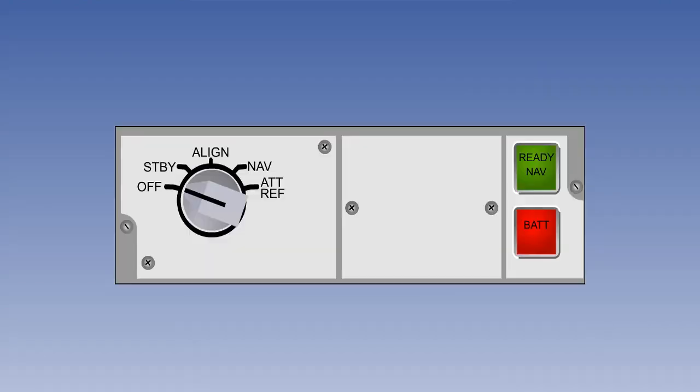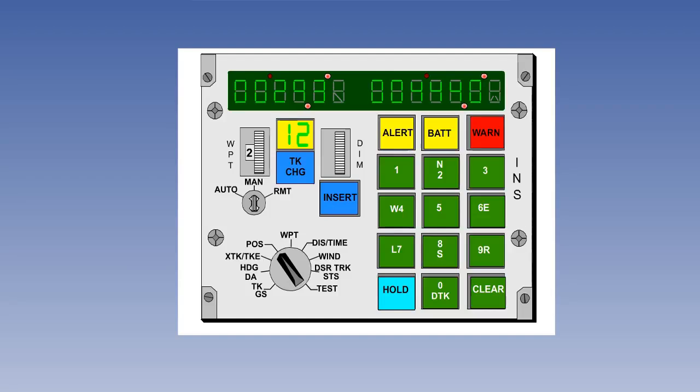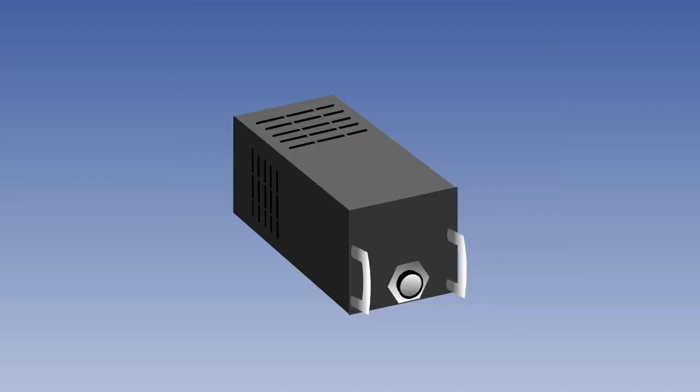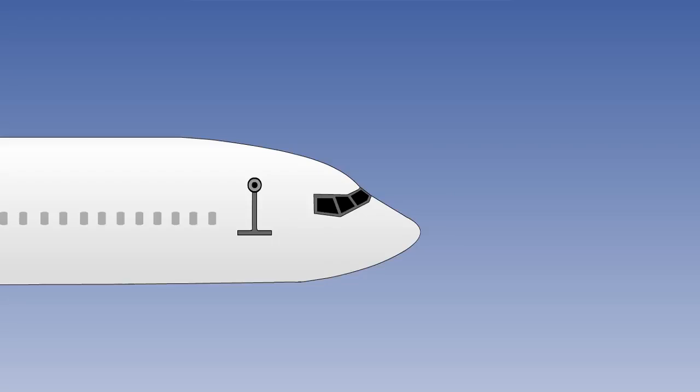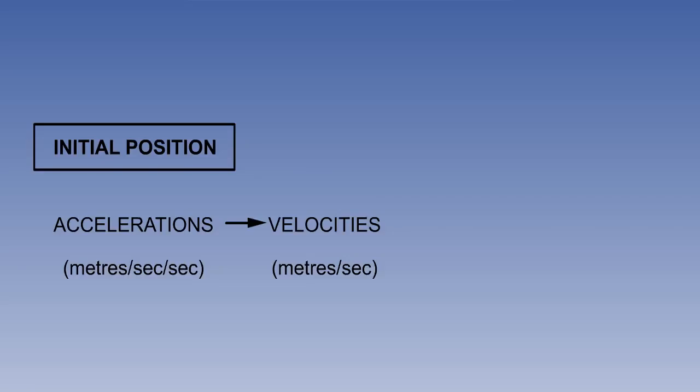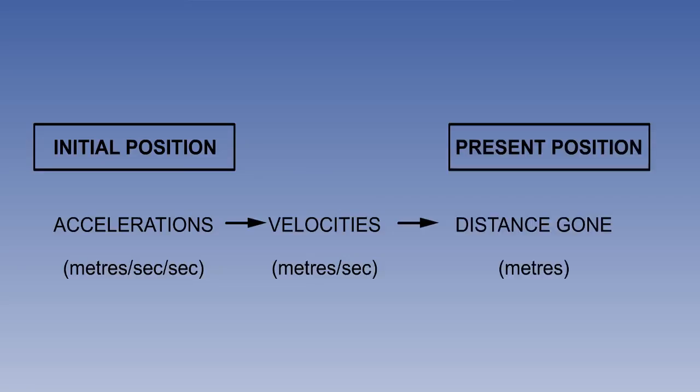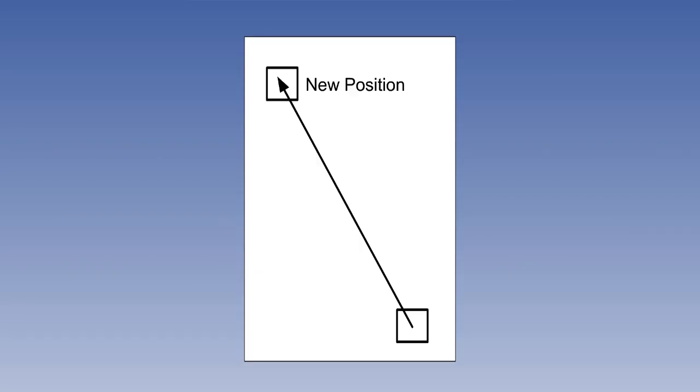The basic units of the INS are the Mode Selector Unit, or MSU, the Control and Display Unit, or CDU, and the Inertial Navigation Unit, or INU. Accelerometers measure accelerations, which are integrated first into velocities, then into distance gone. By knowing where we were when we started and adding up how far we have gone, we can work out where we are now.